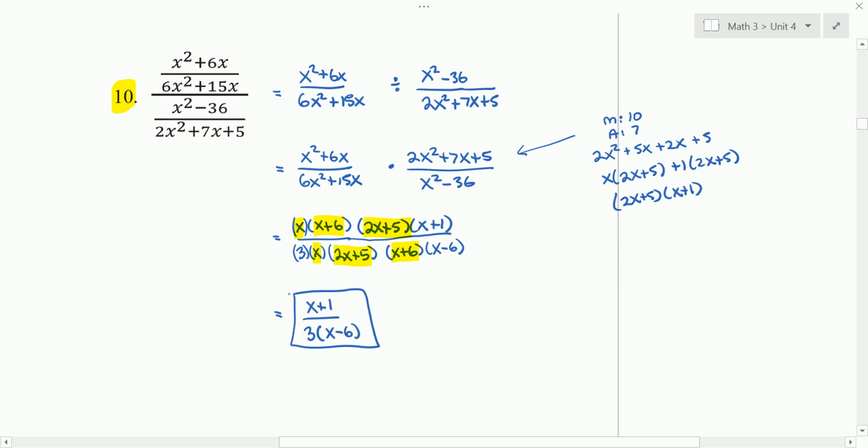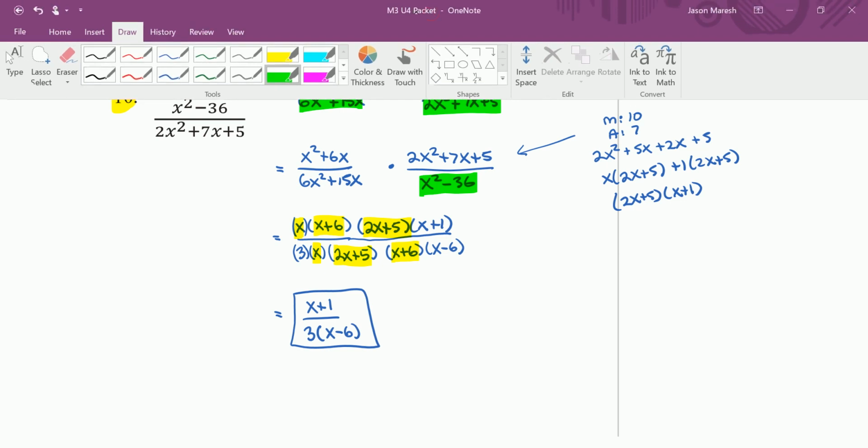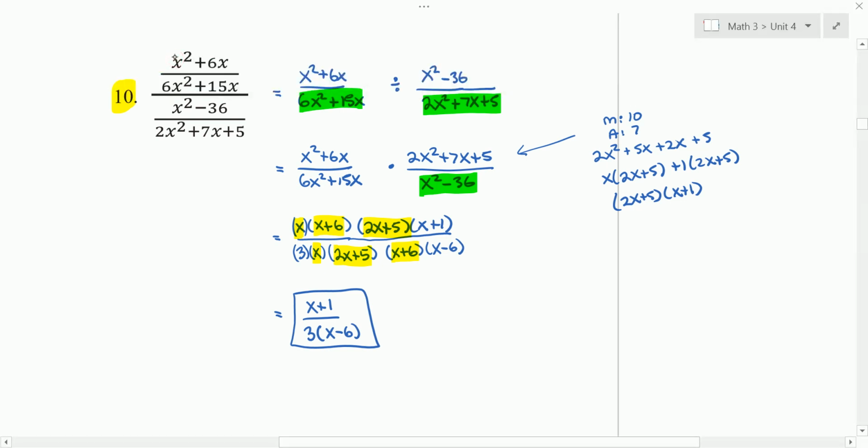For excluded values, there's 3 denominators we're worried about. We don't want these 3 to equal 0. And those come with factors. The first one in green factored to 3x times 2x plus 5, so we don't want x to be 0. We don't want 2x plus 5 to be 0. The second one factored to over here 2x plus 5 and x plus 1. We already got the 2x plus 5, but the x plus 1, we don't want that to be 0. And then the x squared minus 36 factored to the x plus 6 and x minus 6, so we don't want either of those to be 0 as well.